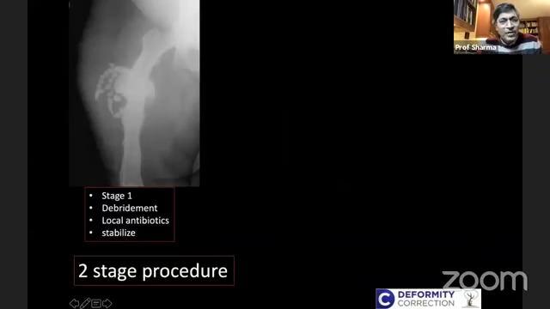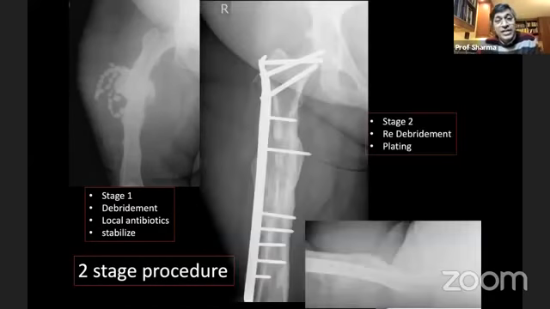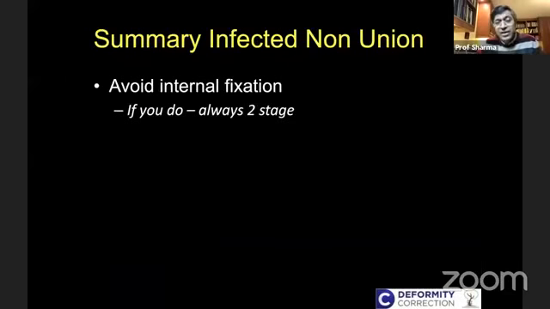So in stage 1, I debrided, put in some local antibiotics, and stabilized her locally. I didn't want to put in any fixator. Normally I would put in a fixator, but not in this case. I put her on bed rest and traction and then stabilized her. Not the best, but I had very little choice. In stage 2, I went in, put in a plate and fixed it, and she healed up. So if you're doing an internal fixation, always do a two-stage. Normally stabilize after clearing the infection, and then go back and do the definitive internal fixation.